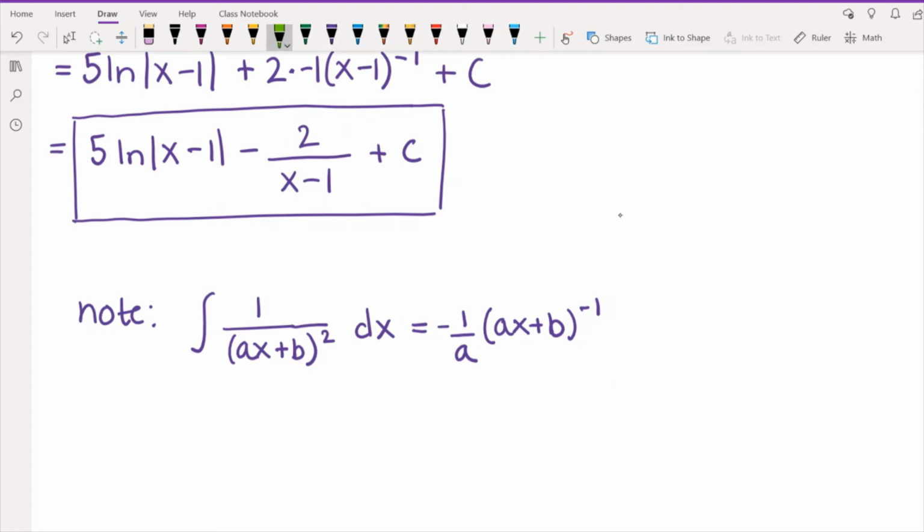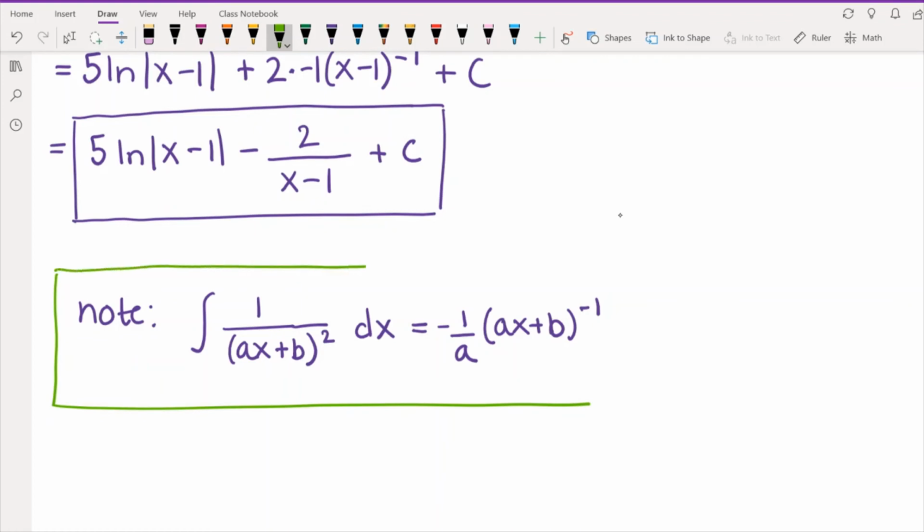And that really goes for so many things in this class. I think one of the best ways you can understand how something works is to check it. So when you get an antiderivative, check it by taking the derivative, and that will go a long way in helping you understand why it's the antiderivative.